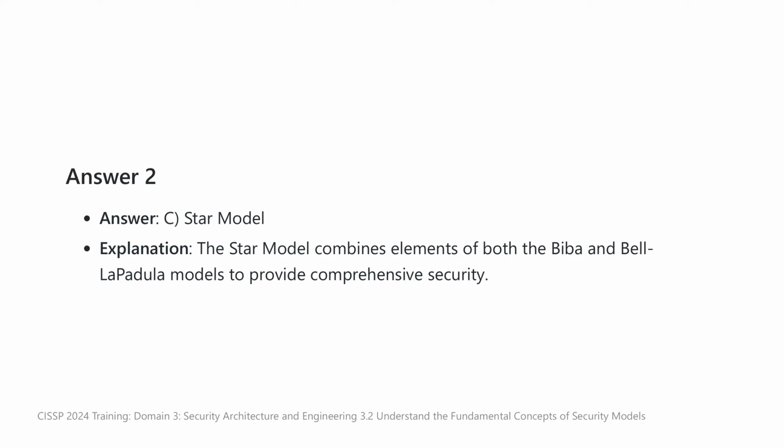The STAR model stands out because it integrates key elements from both the BIBA and Bell-LaPadula models, effectively creating a comprehensive security framework. The BIBA model primarily focuses on data integrity, ensuring that data is not altered inappropriately, whereas the Bell-LaPadula model prioritizes data confidentiality, preventing unauthorized information flow. By combining these principles, the STAR model provides a robust approach to safeguarding both the integrity and confidentiality of data. This makes it particularly useful in environments where a balanced and thorough security posture is needed.